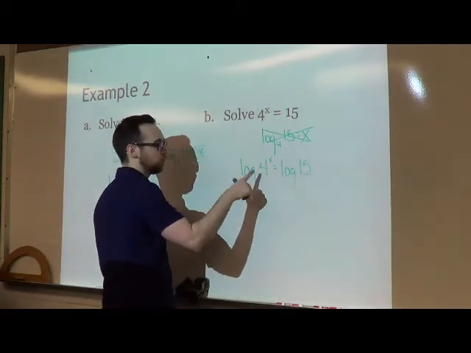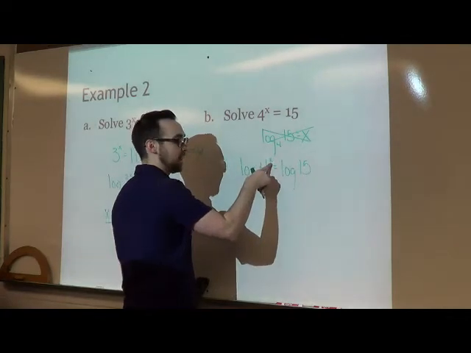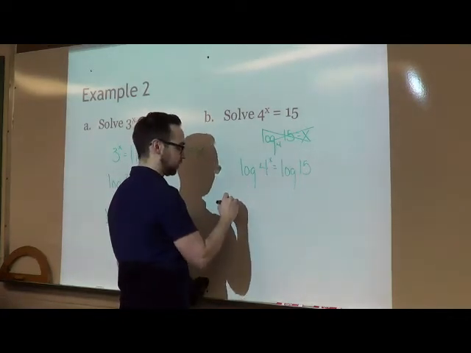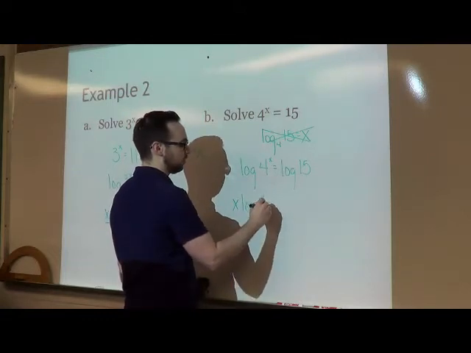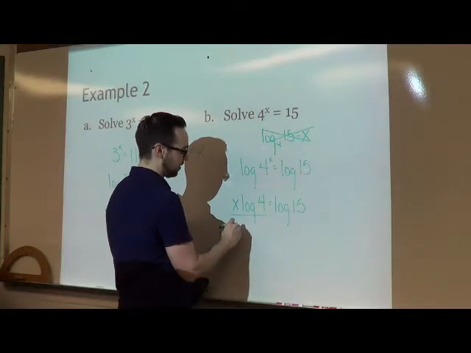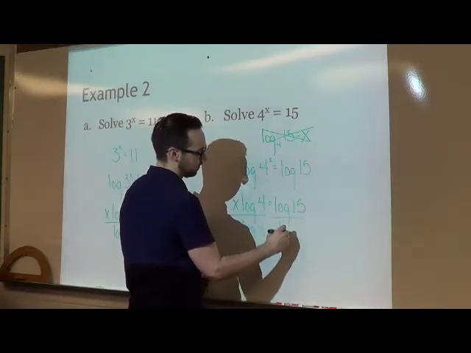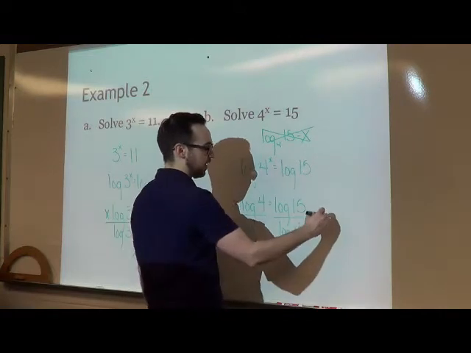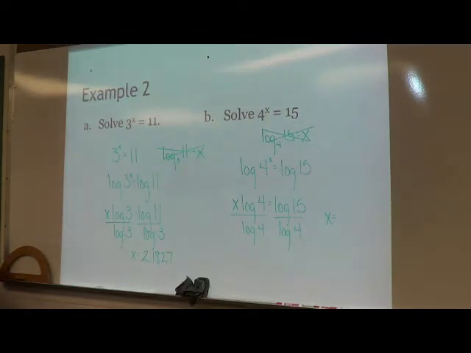So I'm taking the log of 4 to the x equal to the log of 15. Again, the exponent comes out front. That's the property of logarithms that we discussed in section 3. So now I have x times the log of 4 is equal to the log of 15. I can divide by the log of 4 because it's just a number. And then my final answer ends up being whatever log of 15 divided by log of 4 is.